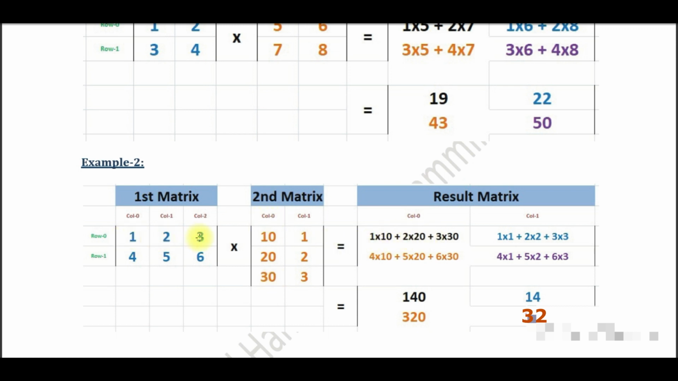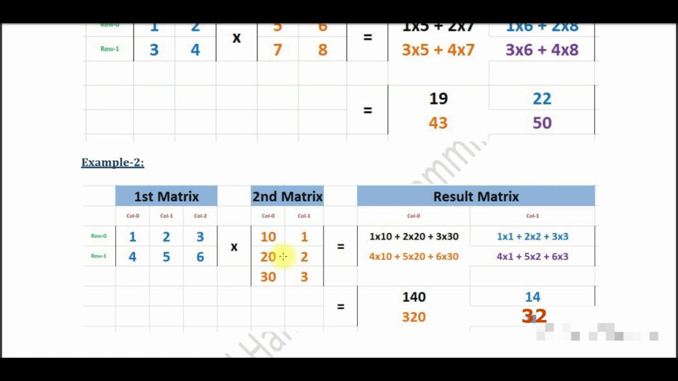Now row 0 and column 1. What is this? This is basically row 0 and column 1, and how can we do that? 1 into 1, then 2 into 2, then 3 into 3. So 1 into 1 plus 2 into 2 plus 3 into 3. This is basically the row 0 and column 1 value.